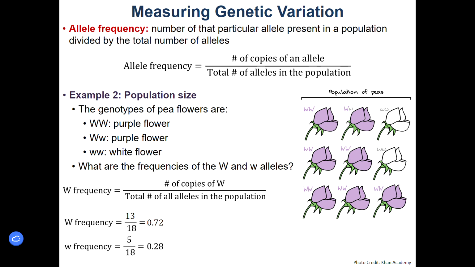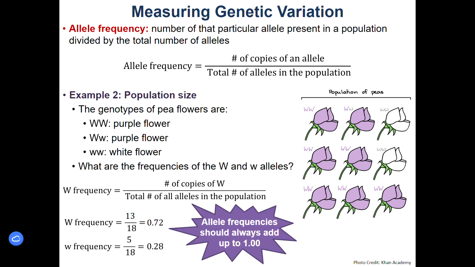5 out of 18, because there's 1, 2, 3, 4, 5 little w's, and there's the same number of alleles because it's the same population. 0.28 is our frequency for little w. Something really important when you're calculating this is that your allele frequencies should always add up to 1, because if we're thinking about frequencies, we want 100% of our population, so 1.